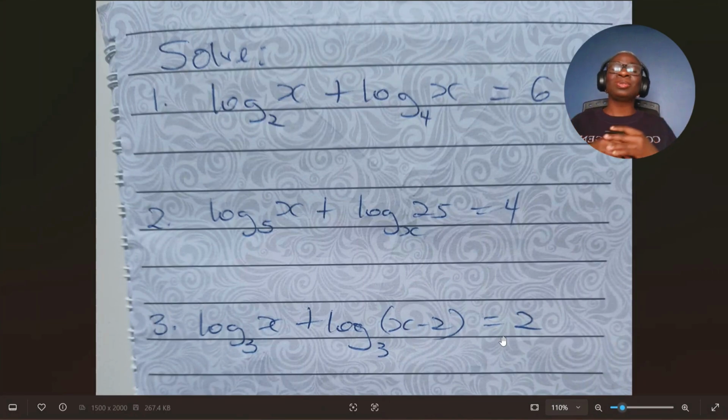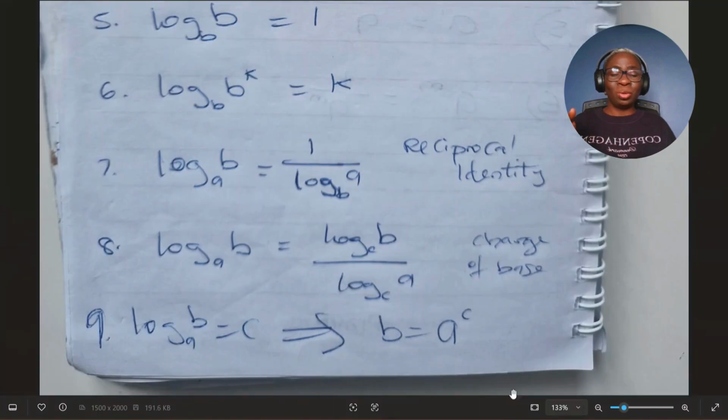Hello, welcome back. In this video, we will be solving some logarithm questions. You know how to solve logarithmic equations, but how do you solve one where the bases are different? Then you use the change of base rule. What does the change of base rule look like?